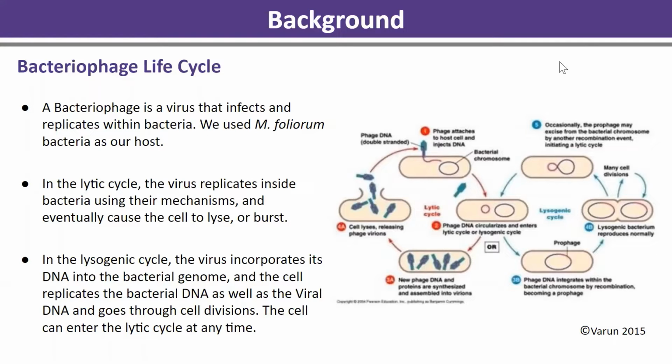And there's two cycles that a bacteriophage can go through. In the lytic cycle, the virus replicates inside the bacteria using their mechanisms, and eventually causes the cell to lyse or burst. In the lysogenic cycle, the virus incorporates itself into the DNA, and the cell replicates the bacterial DNA as well as the viral DNA, and it goes through cell divisions, and the cell can enter the lytic cycle at any time.